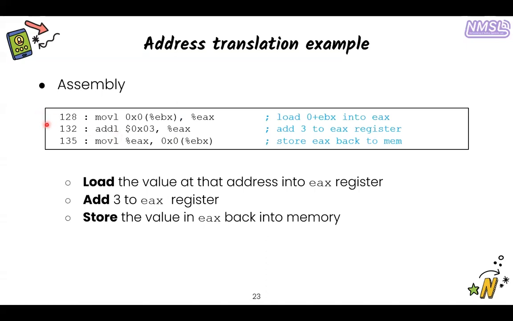In assembly, when the C code is changed to assembly, it will look something like this. Move long, so basically load 0 plus EBX into the EAX. Then you add 3 to the EAX register. And then you store EAX back to the memory, right? So that's the assembly code.